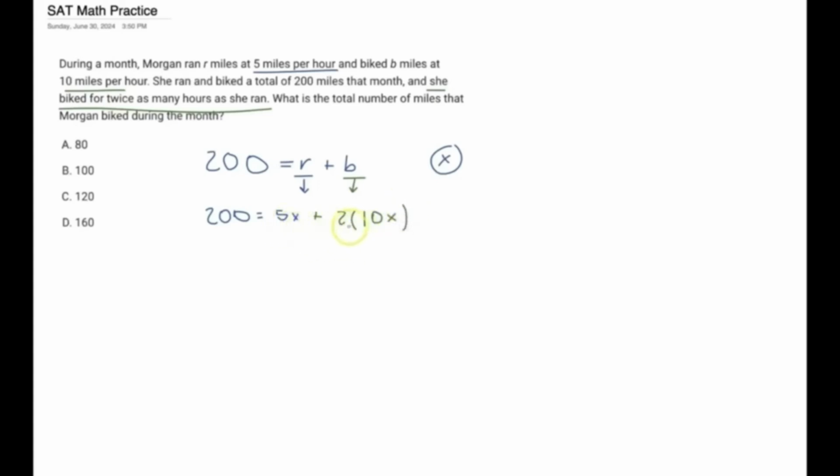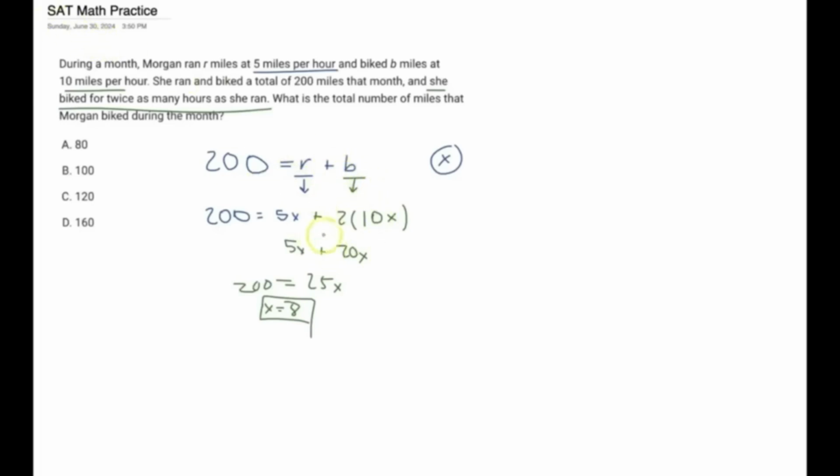So watch what happens. So we have 5x plus 2 times 10x. So this becomes 20x. And this is 5x. So this becomes 25x equals 200, right? And so if we solve for x here, we get 8. So 8 doesn't have a real meaning in this problem, but if we plug this in to each of our rates, we can actually find the answer.